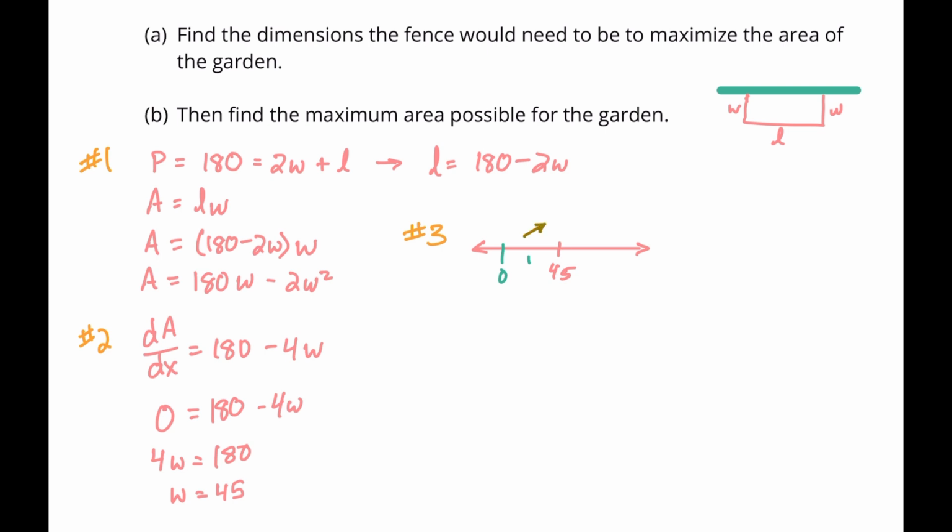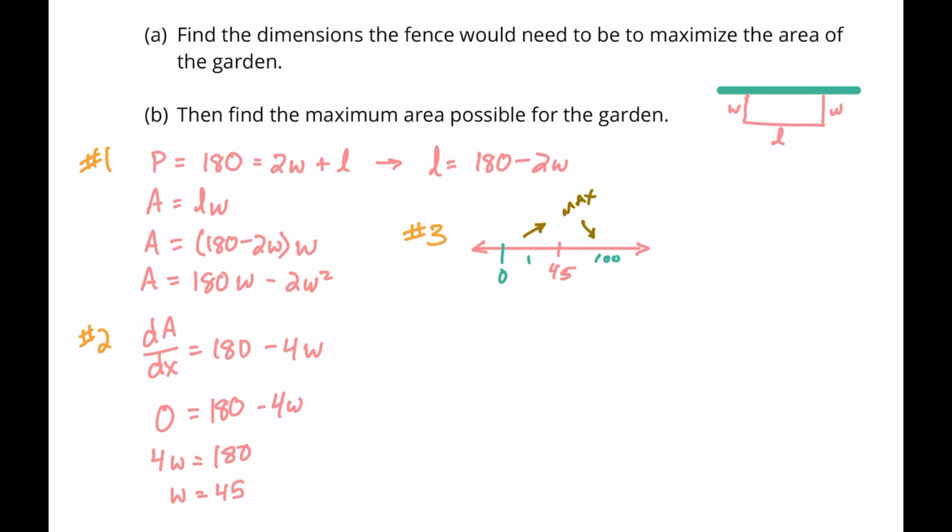And then if I take a number bigger than 45, let's say 100, then I've got 180 minus 4 times 100, so that's minus 400. 180 minus 400, that's going to be a negative value. So this thing is going to be going down, and that was when I used a value of 100. So this is, again, going to be our maximum value. 45 is going to be our maximum value.